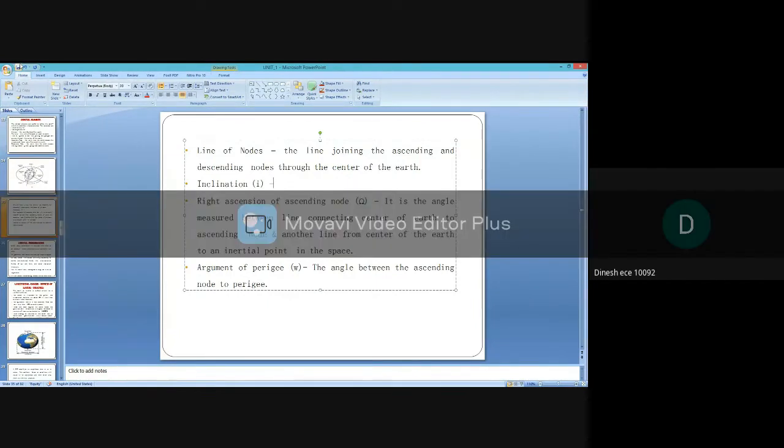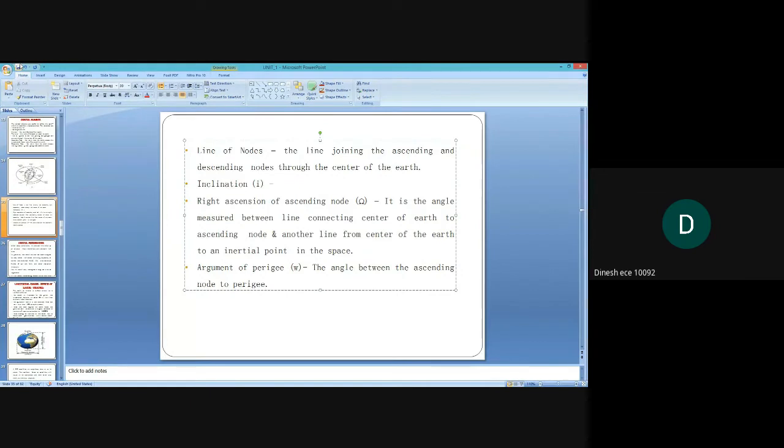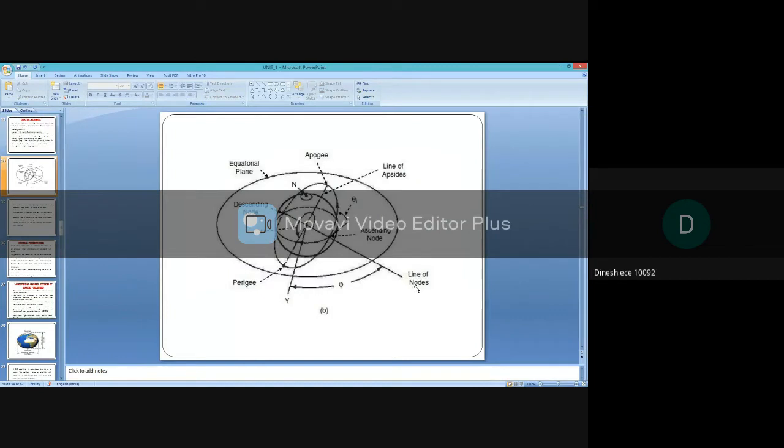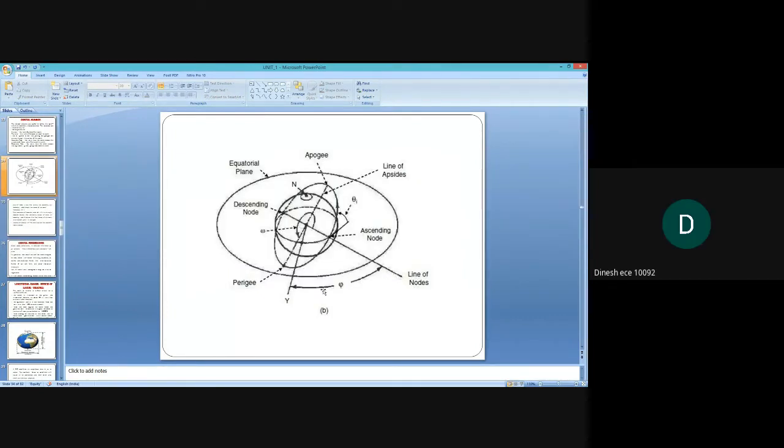Then we have the inclination and the right ascension of the ascending node. The right ascension of the ascending node is the angle measured between the line connecting the center of the Earth with the ascending node, and another line connected from the center of the Earth to the initial space. You can see the line connecting to the initial space.